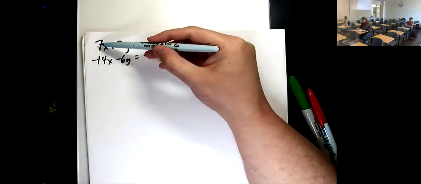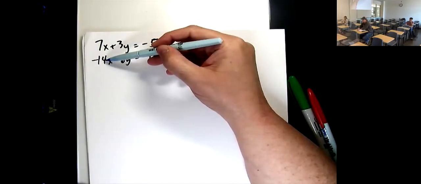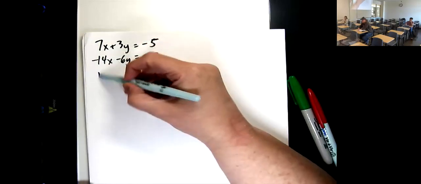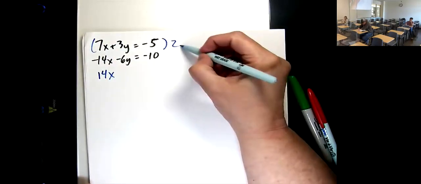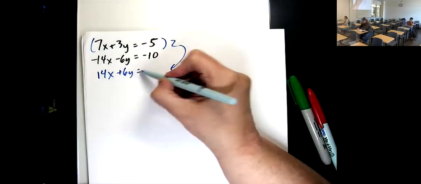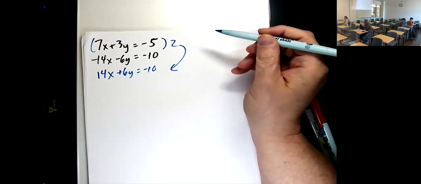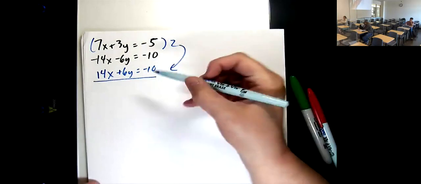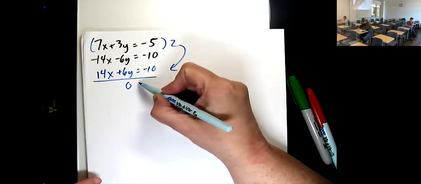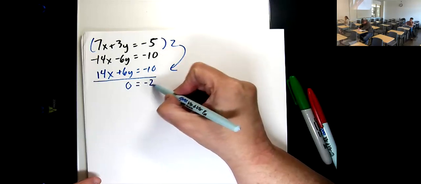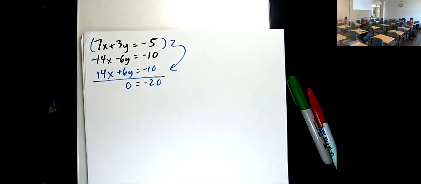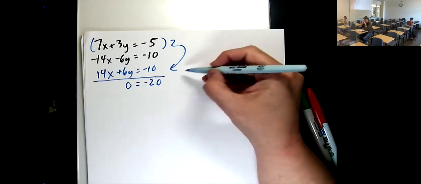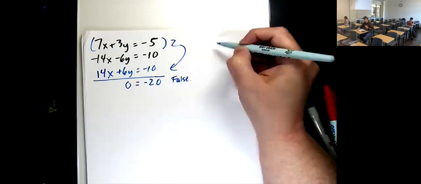If I get rid of X, let's look at the coefficients of X. I got 7 and -14. Looks like if I double the 7X, I'll get 14X, which means I gotta multiply that by 2. When I add them up, I get 0 equals -20. Is that true? Ever? There's no variables left. So this is false, which means there's no solution.